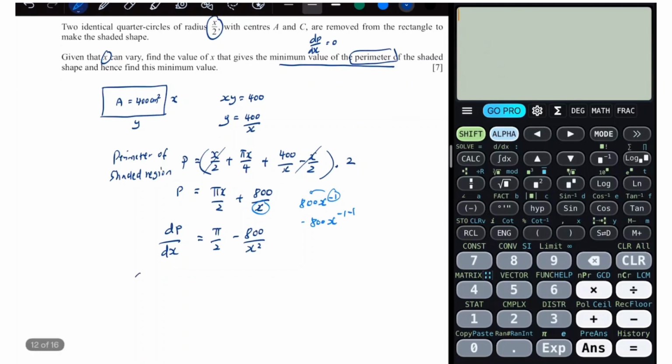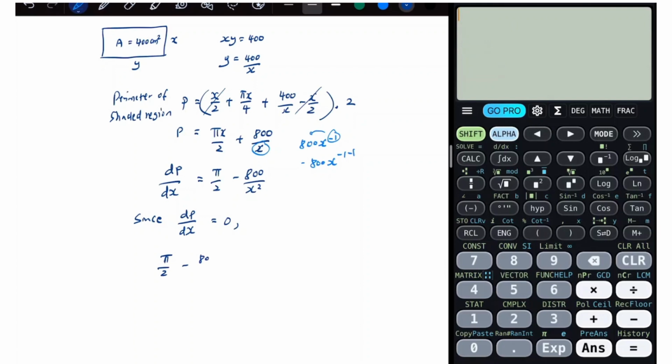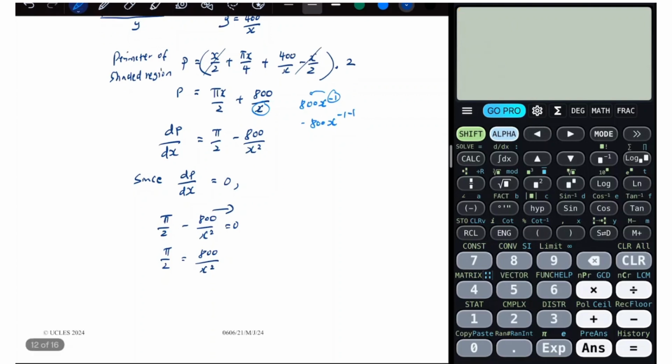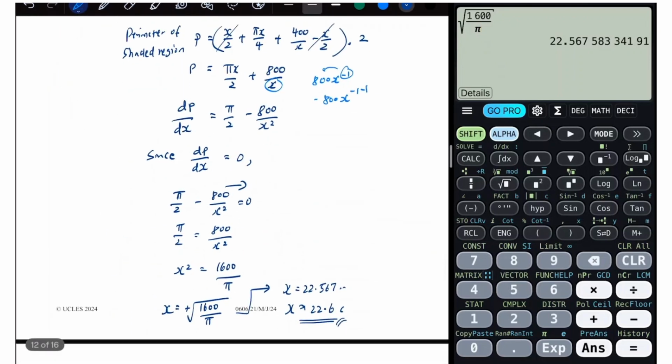So dP over dx, since we are looking for maximum or minimum stationary point, dP over dx is 0. Okay, just let pi over 2 minus 800 over x squared go to 0. I think we can express our answer in the exact form. Is it possible? No, I don't think so because of the pi. But never mind. So just square root the entire thing over here. But surely you're just gonna take the positive part because there is no length with a negative value. So just take the positive value divided by pi. That's gonna be x equal to 22.567. So if you round it off, x will be 22.6. That is the value of x. Is it in cm? Yeah, just write it in cm then.